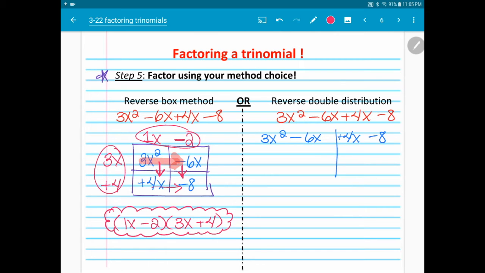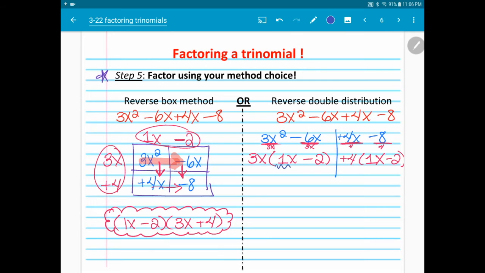Now let's do reverse double distribution. So again, I'm looking for the GCF in both of these terms, which is the 3x. And what's left over after I divide out a 3x? I get 1x minus 2. And now I'm looking for what's the GCF of 4x and negative 8. That would be a positive 4. So again, I divide those out. So I'm left with a 1x and a negative 2.